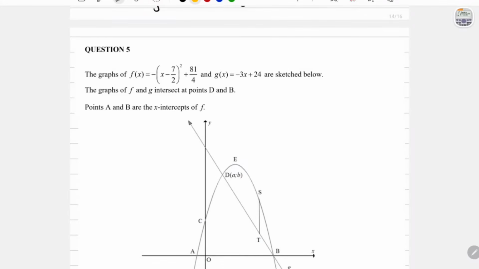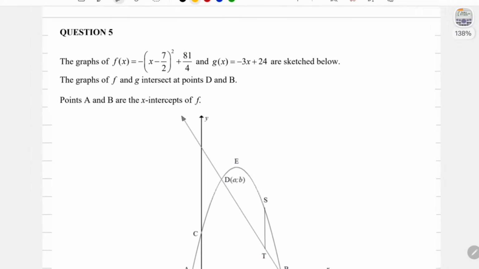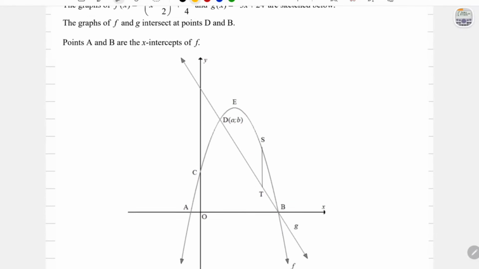We are on question 5, and question 5 says the graph of f of x is equal to negative, and then we have x minus 7 over 2 all squared plus 81 over 4. Looking at that graph of f, can you see that it is raised to the power of 2, right? Meaning the highest exponent of x is 2, meaning this is a parabola. And this parabola is in turning point form. Okay, so that's going to be very helpful here. And g of x is equal to negative 3x plus 24 are sketched below. Okay, so we have those two graphs.